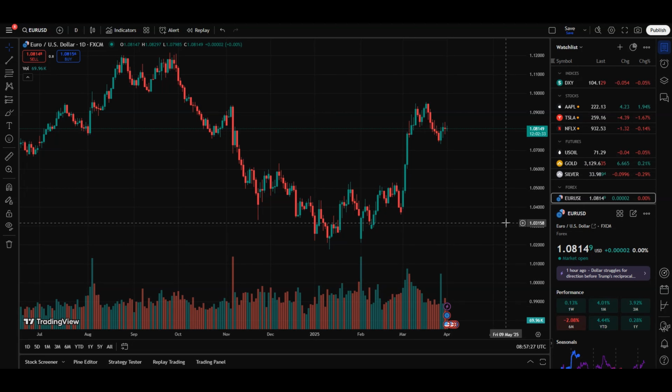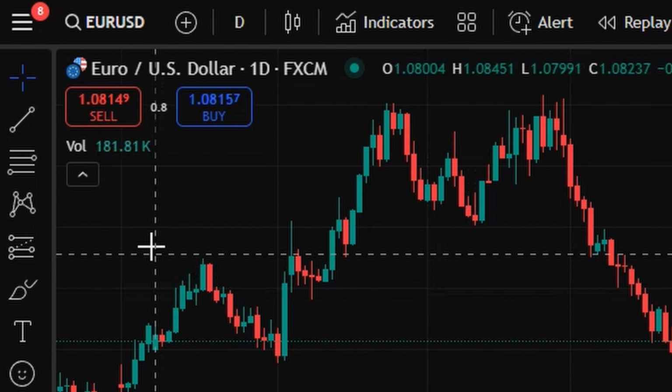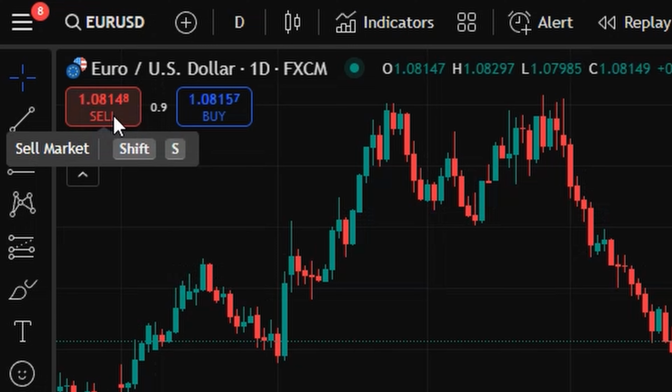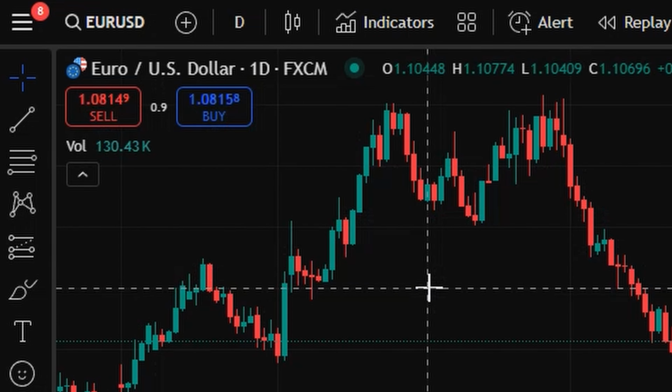Alright, so let's start with the first one, spread. If you look here on the right side of the TradingView chart, you can see that we are currently looking at the EUR/USD pair, which is the most popular currency pair in the Forex market. Notice these two prices right here. One says 1.08148 and the other says 1.08157. These two prices are called the bid and the ask.